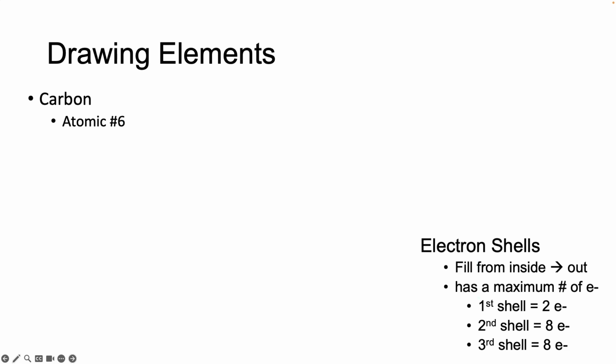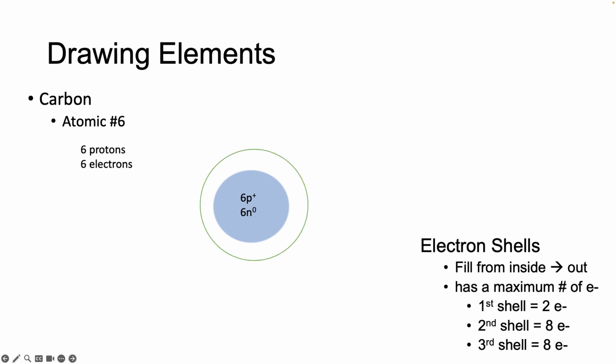Okay, so we know atomic number 6 tells us that there's 6 protons. And in a neutral atom, we also know that there's going to be the same number of electrons as there are protons, so we have 6 electrons. So we can go ahead and put our 6 protons into the nucleus, and then we can start drawing some shells. The first 2 electrons can go into this first shell. We can't put any more in there because there's a maximum of 2 for that shell. So we have to draw a second shell.